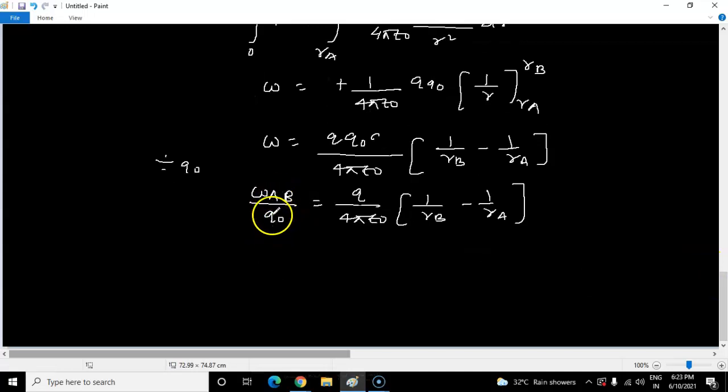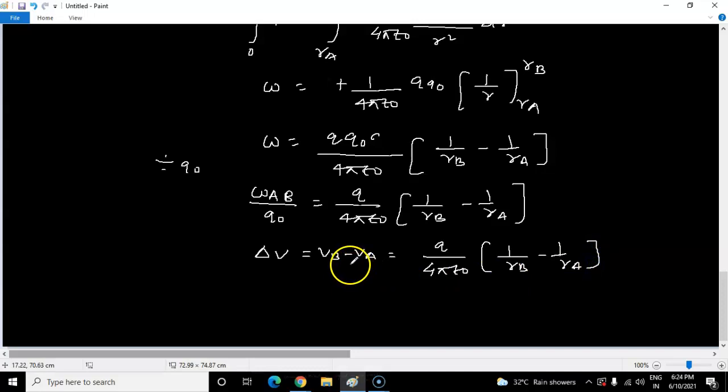And this work done by the test charge is called what? Potential only, right? So this is the work done between the two points. So I can write potential, this is delta V, that is called Vb minus Va, right? That is equal to Q by 4 pi epsilon naught (1 by Rb minus 1 by Ra).